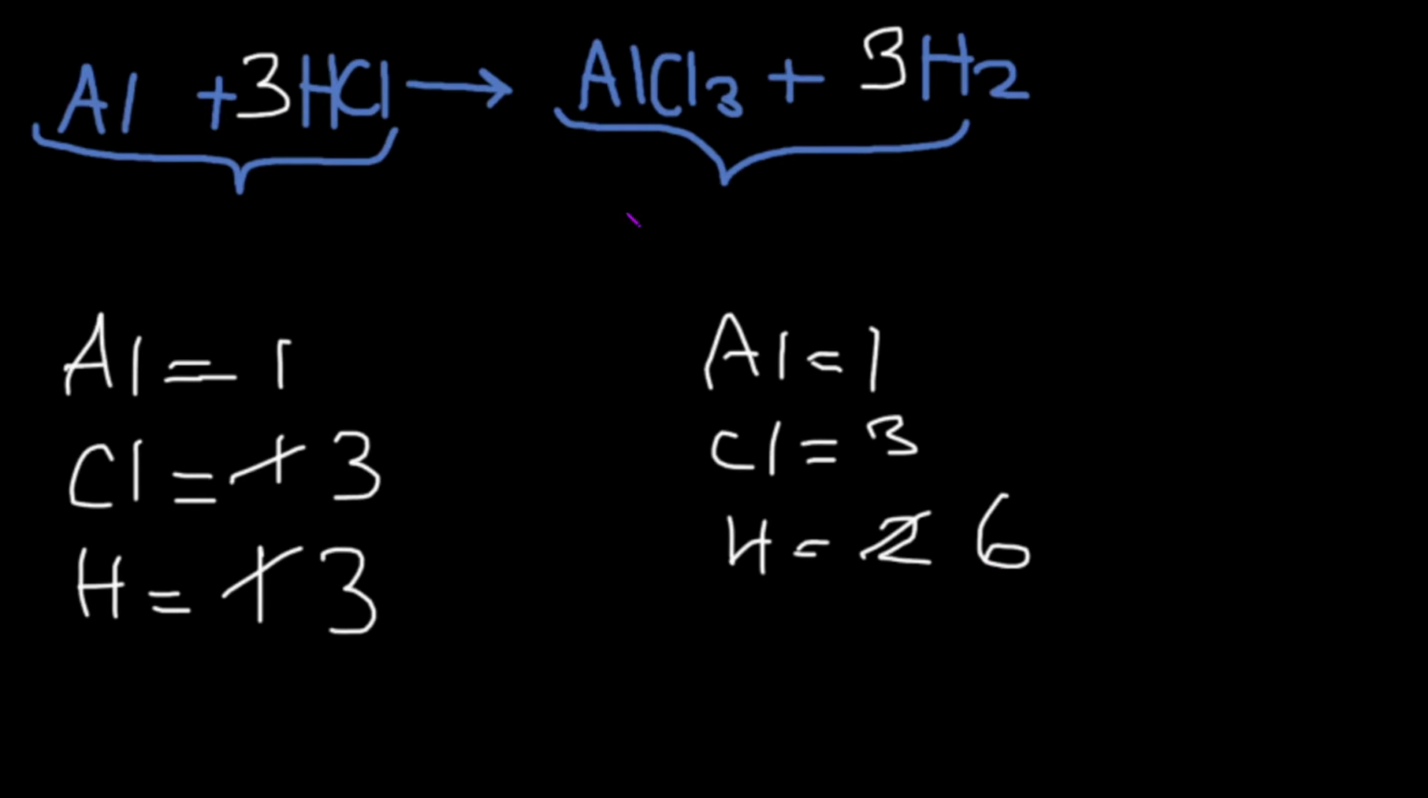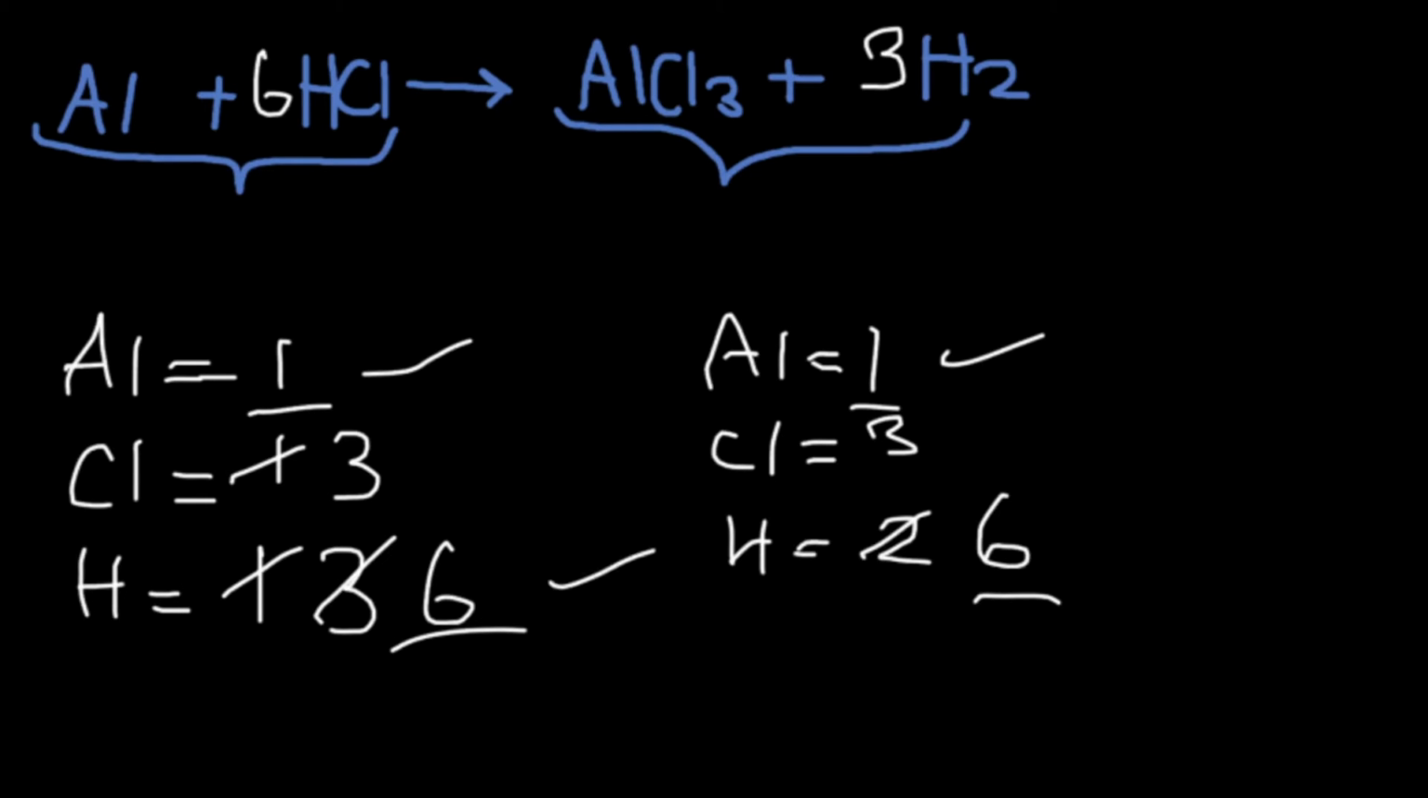So we have to get rid of the 3, and we have to have it as a 6. So now we put a 6 here. So now hydrogen is balanced, aluminum is balanced. We could get a check there, check there, check there, check there.